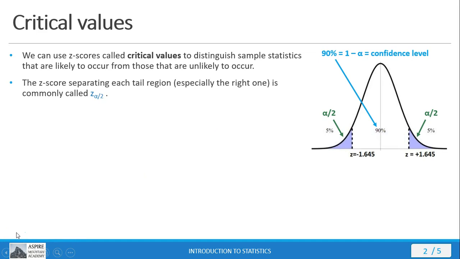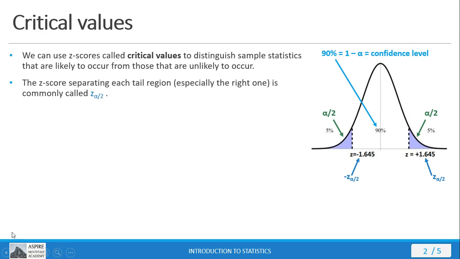The z-score separating each tail region from the bulk of the distribution is commonly called z alpha over 2. When you see z alpha over 2, then what you're really looking at is saying that our critical region, which is bounded by the critical values, is going to be in two parts, hence the half. So half of alpha is on the left, half of alpha is on the right. Now, of course, if you see simply z sub alpha without the over 2 part, then that's talking about a critical value for just one tail of the distribution, and usually it's talking about the right tail of your distribution.